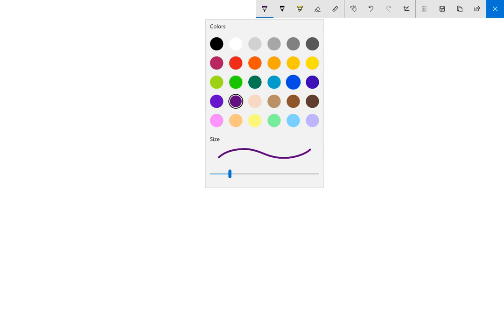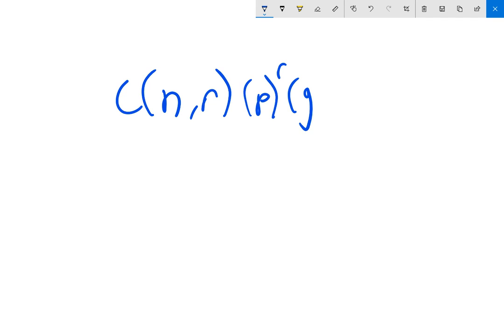Okay. Anyway, number three. What is the probability of exactly 5 successes in 16 repetitions of a Bernoulli process with a success probability of 0.8? This one is all about a formula. Our formula for Bernoulli is the combination of n choose r times p to the r power times q to the n minus r power. So all we need to know is n, r, p, and q in our formula.